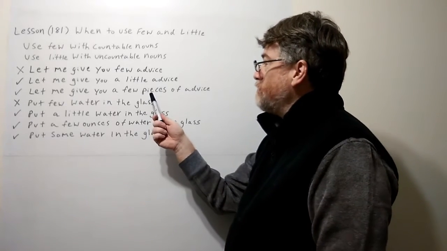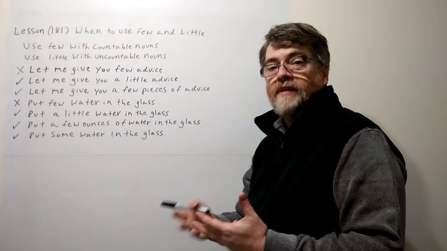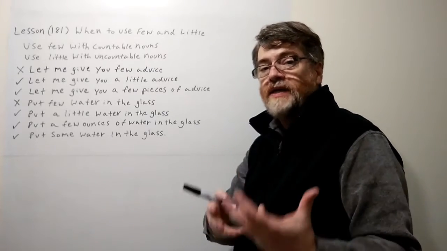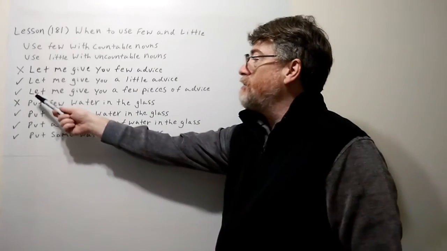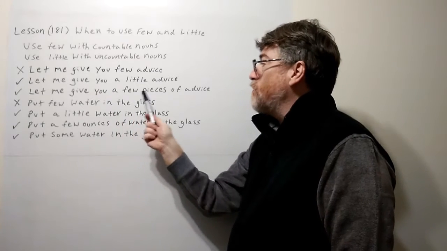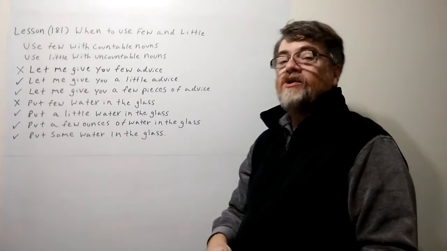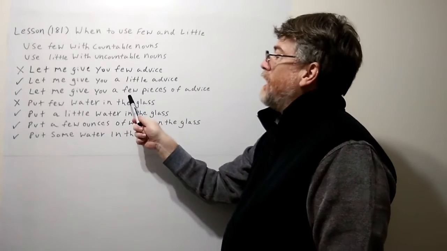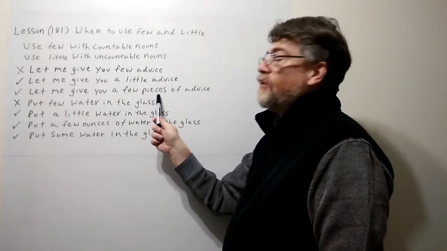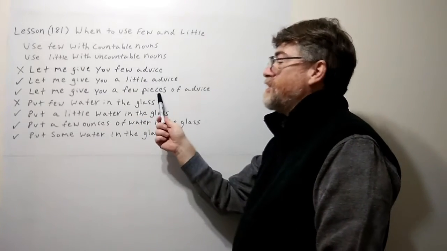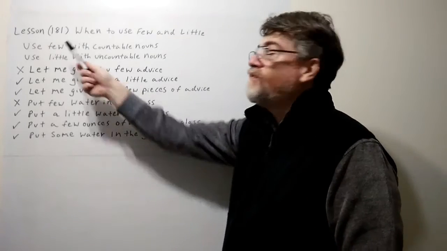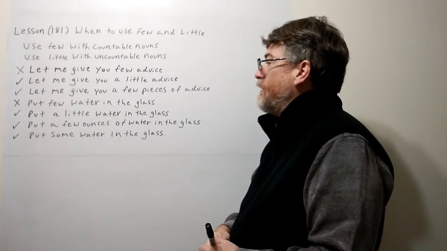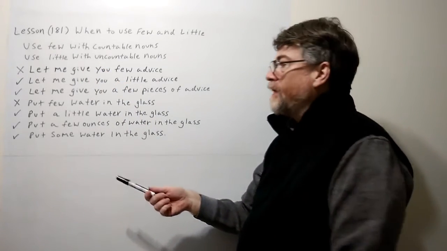Now, of course, here, if you use the word piece, one way to make advice countable is we often say a piece of advice. So if you use that, you could say, let me give you a few pieces of advice. You could use few here, because it's going with the noun piece, a piece of advice. Pieces are countable, so you can use few with it. Good. All right, let's look at the next example.